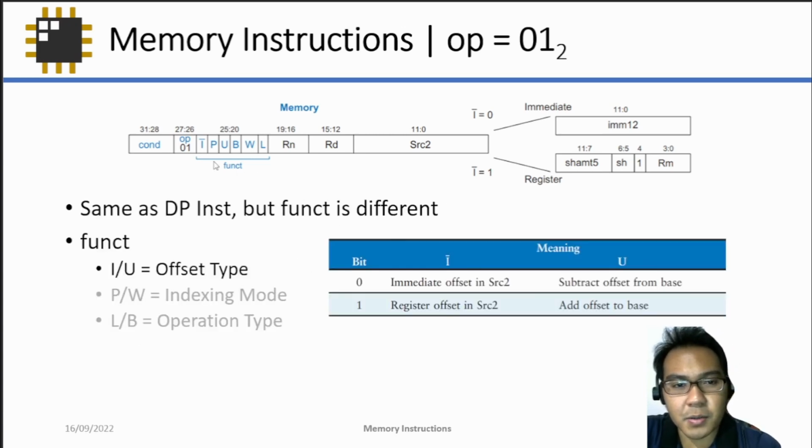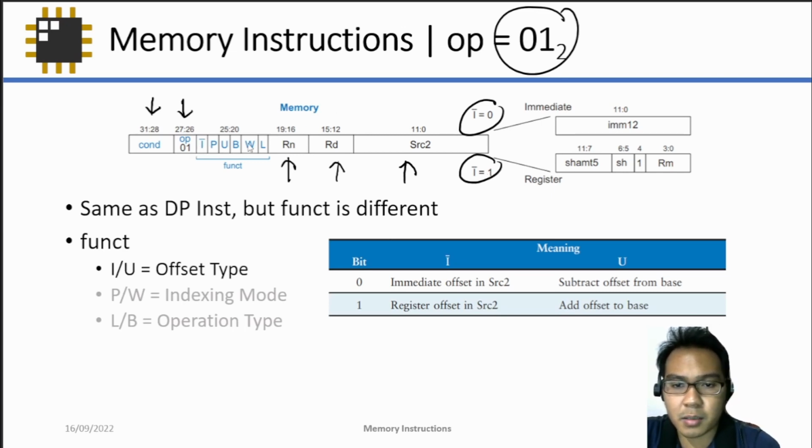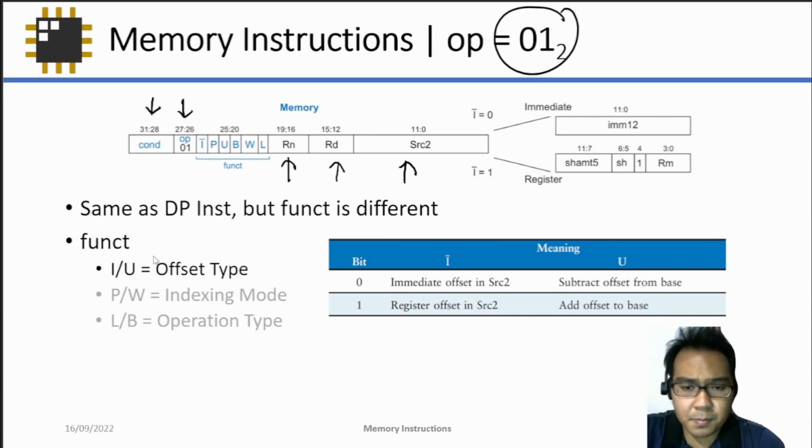Okay, so we have condition as always. Opcode for memory instructions is 0 1. Take note of that. Rn, Rd, source. So source again depends on what I is. Depending on what I is, it's immediate or register addressing. And register addressing is also still again Rm with some shift amount. Okay. Now I/U offset type.